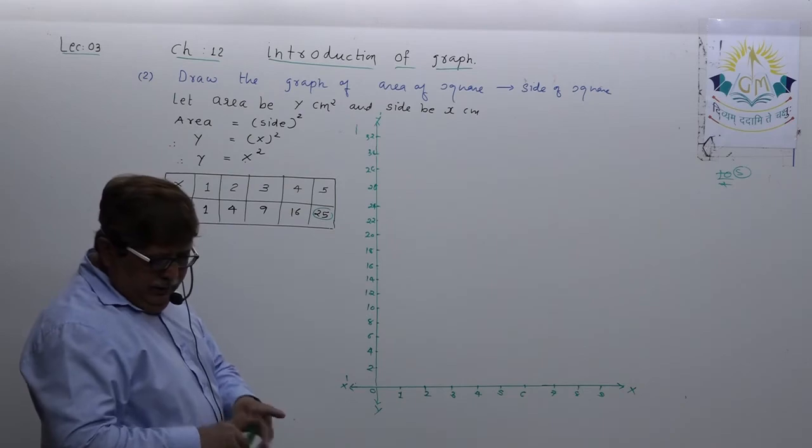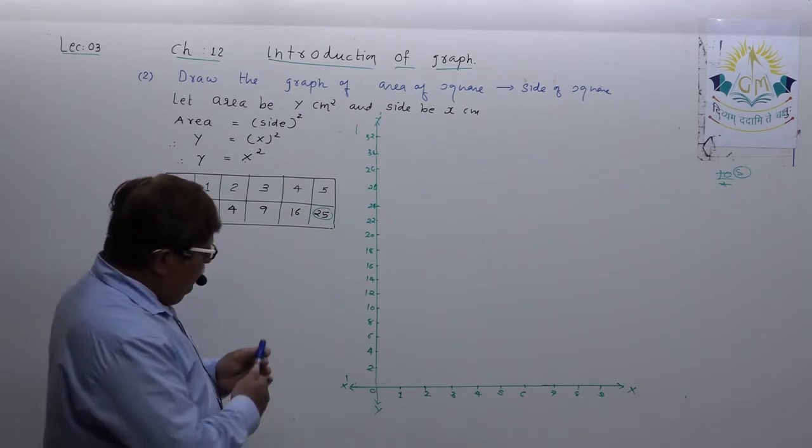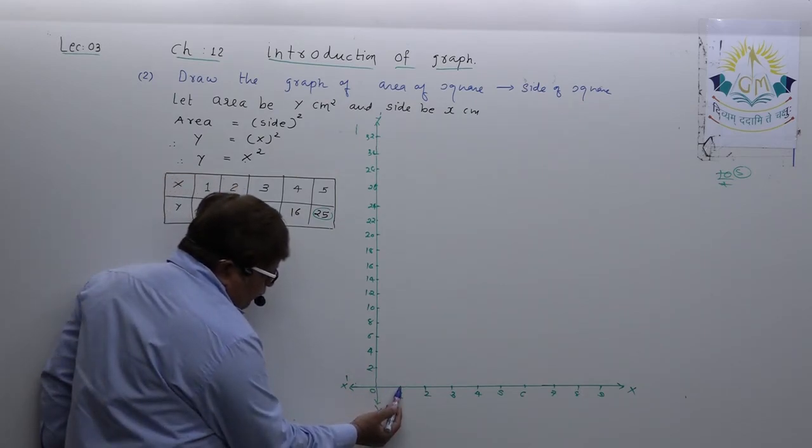Okay, now let us represent the points. 1, 1. So, dear student, mark here. x equals 1 is here.